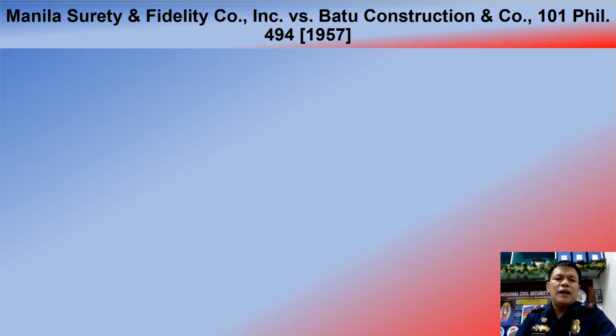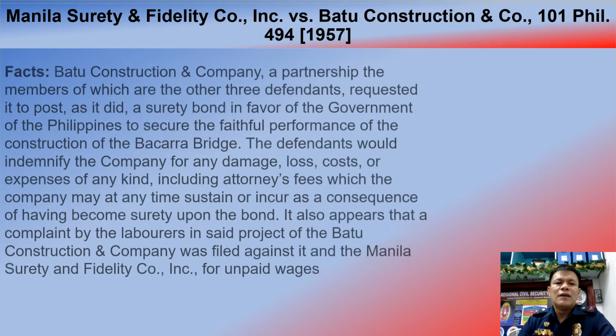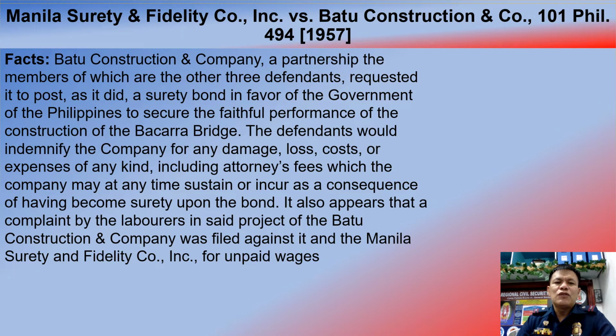The case: Manila Surety and Fidelity Company, Incorporated versus Bato Construction and Company, 101 Phil. 494, 1957. Facts of the case. Bato Construction and Company, a partnership, the members of which are the other 3 defendants, requested it to post, as it did, a surety bond in favor of the government of the Philippines to secure the faithful performance of the construction of the Bacara Bridge.